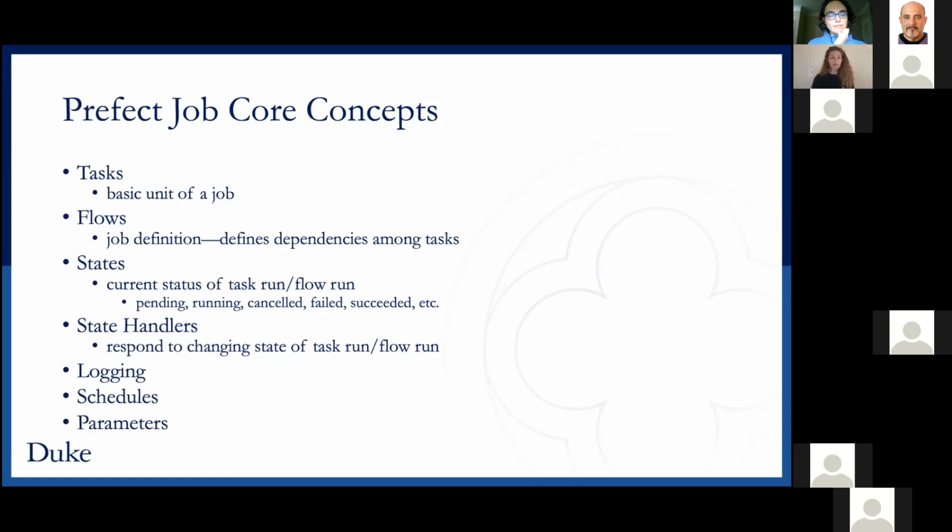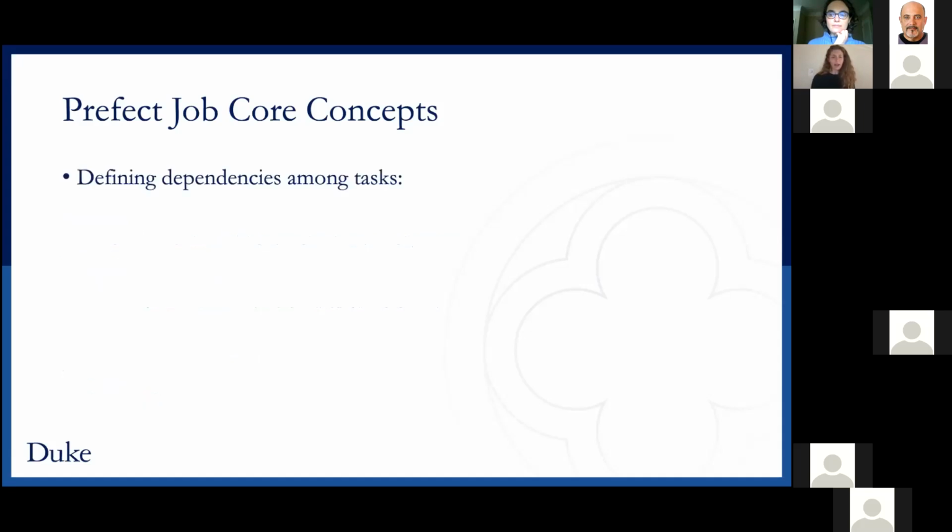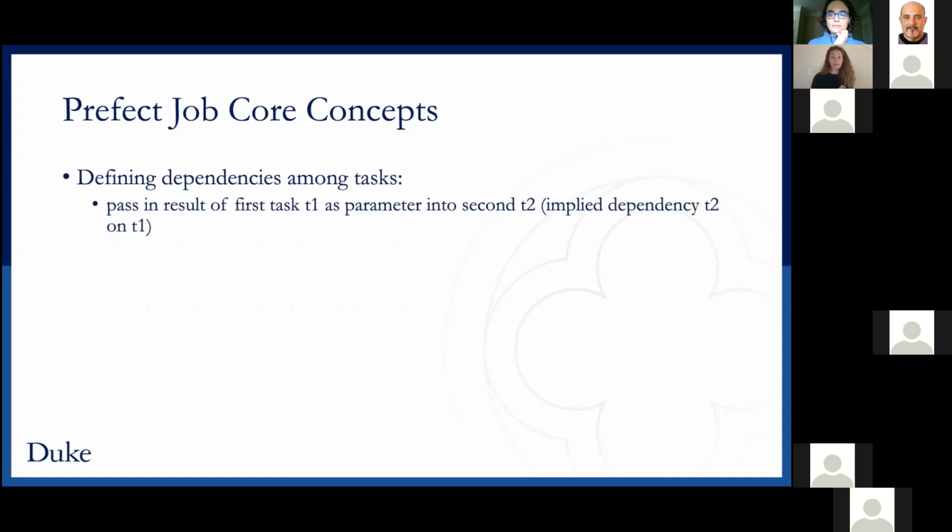So the thing that I want to think about for just a moment is the idea of defining dependencies among your tasks. It's a really important thing to do when you are creating a job. So in Prefect, there are two ways to do this. You can do it implicitly. So let's say that I've got two tasks and task number 2 takes the output of task number 1 as a parameter. Well, if that's the case, then you don't explicitly need to say task 2 should wait on task 1. Prefect knows that that is the case. And so that's just an implicit way to define a dependency.